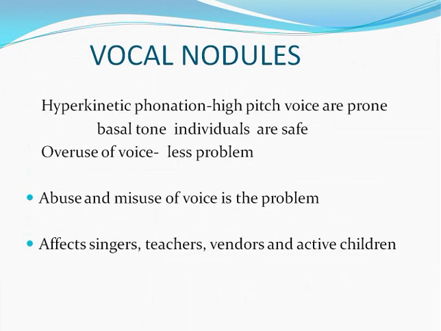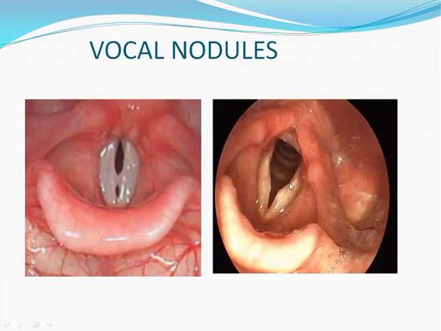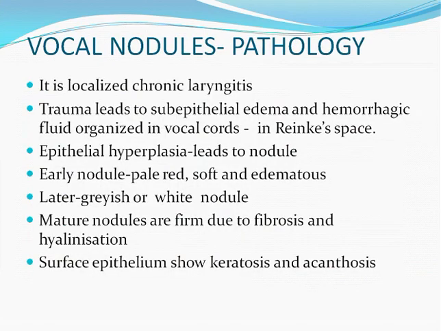See, this is what I have shown here, the fibrosis and hyalinization of the vocal nodule leads to a firm nodule here. The surface epithelium sometimes shows keratosis and acanthosis. Mostly, vocal nodules are benign. Very, very rarely, they may turn malignant.